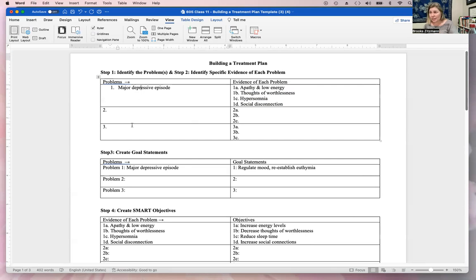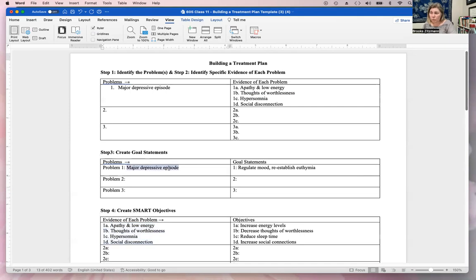Now I come down here, that's step one, that's step two. I come down here and I just copy and paste the same problems. So the problem, major depressive episode, and the evidence of the problem, all four of these, I just pasted down here in step 4 into evidence of the problem. Copy paste, same thing.